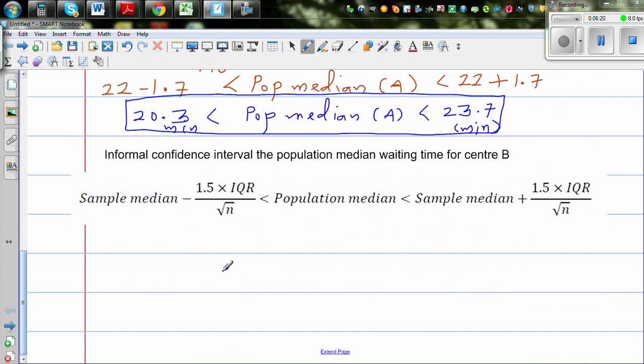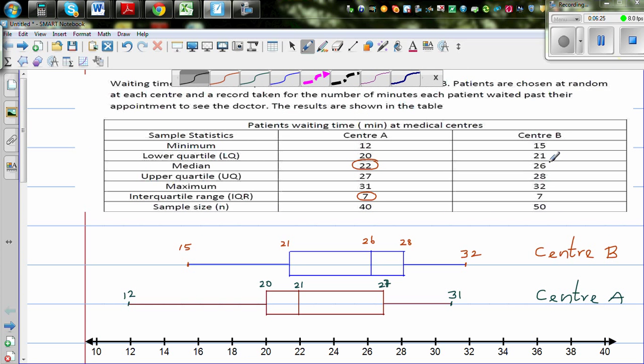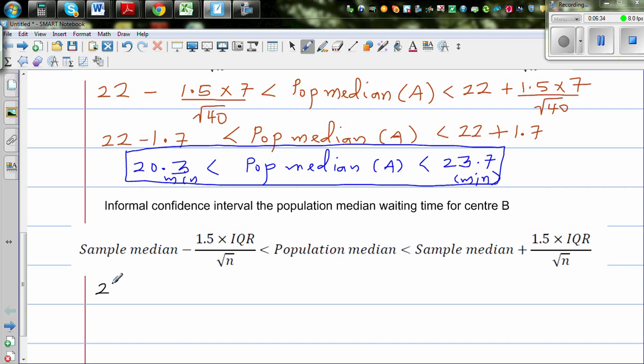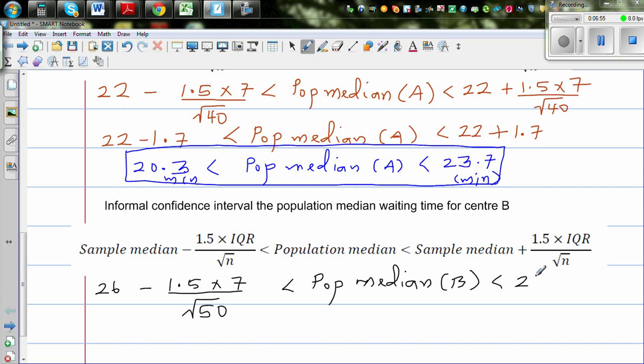Okay, so let's do the same process for center B. For center B, what's the median? The median is 26. The interquartile range is 7. So that is 26 minus 1.5 times the interquartile range, 7, divided by the square root of the sample size, 50. This is the population median for center B, which is less than 26 plus 1.5 times 7 divided by square root of 50.